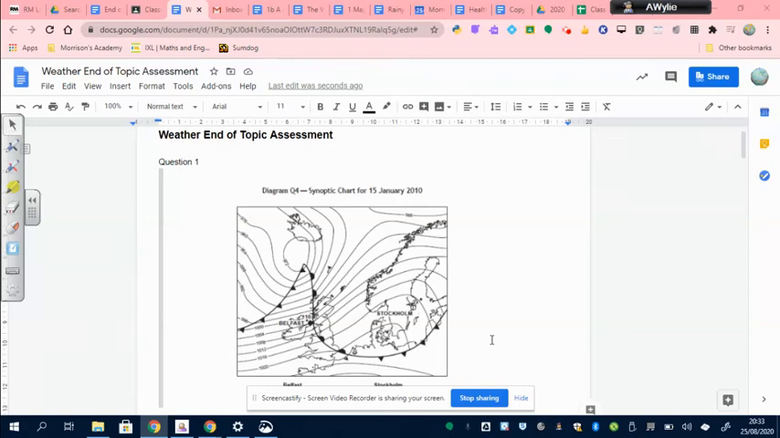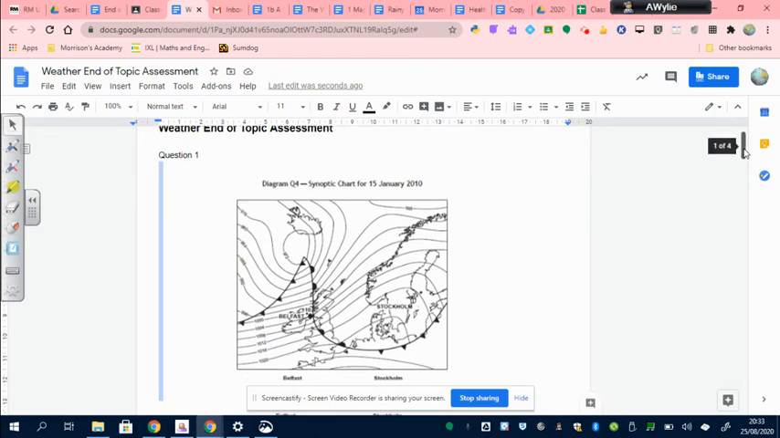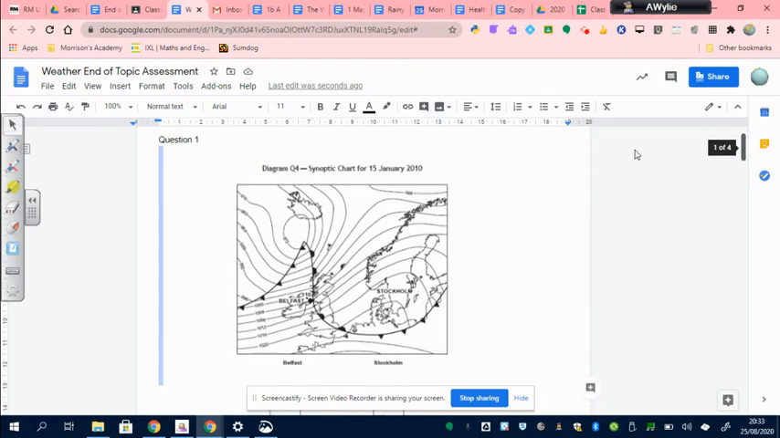Okay, I'm going to give you some quick advice on each of the 5 questions that you're going to find in the weather end of topic assessment. So let's have a quick little look at question 1. Question 1, we have a synoptic weather chart for the 15th of January 2010.